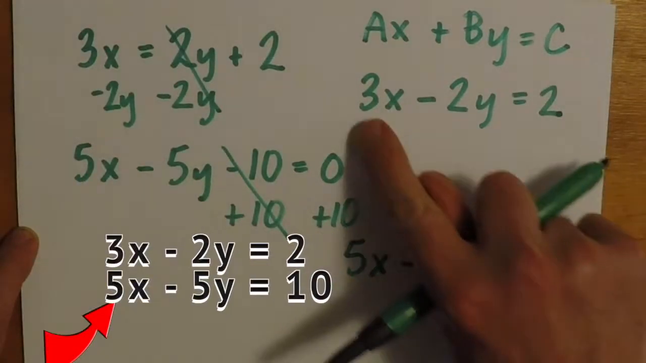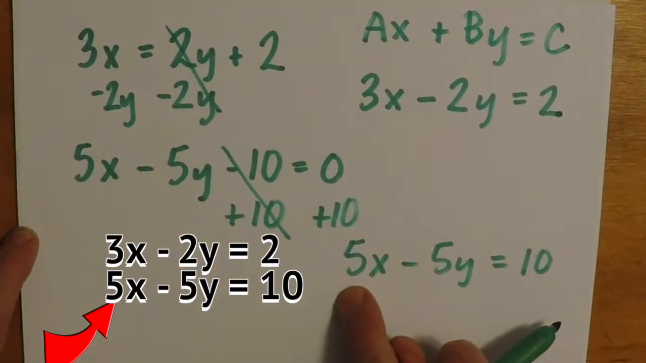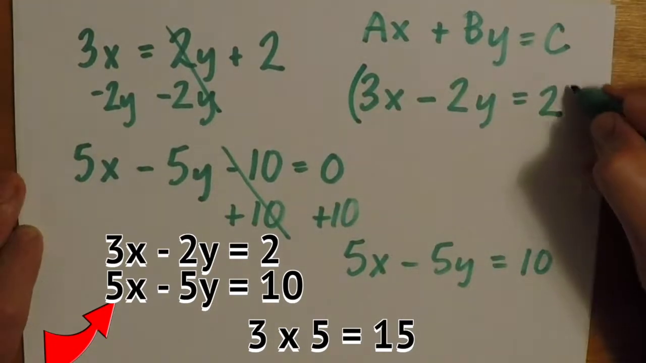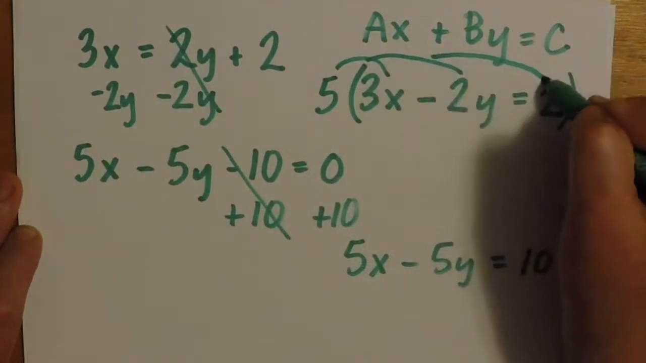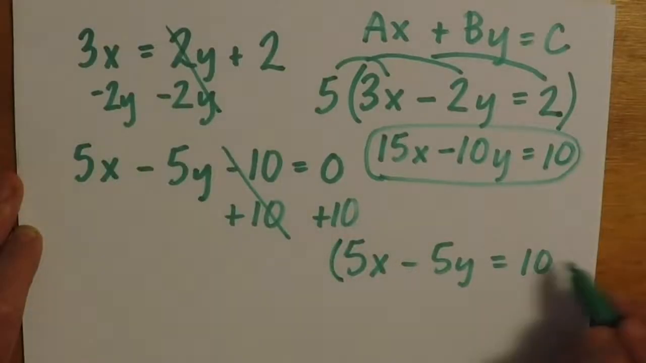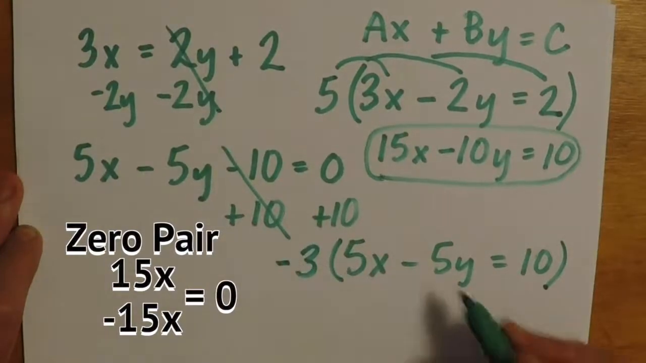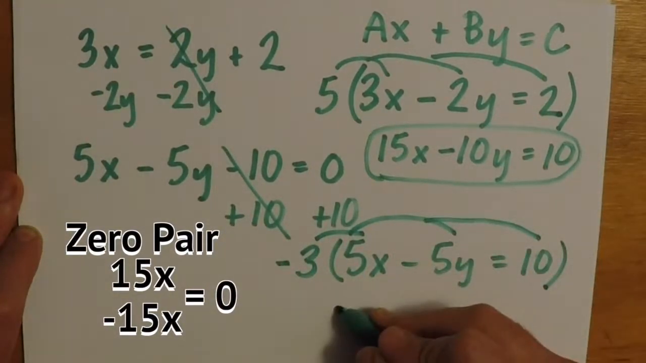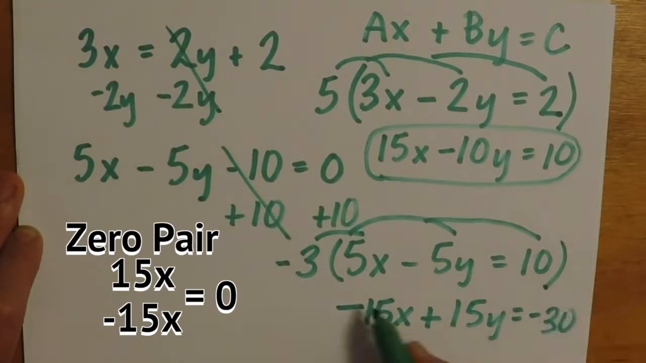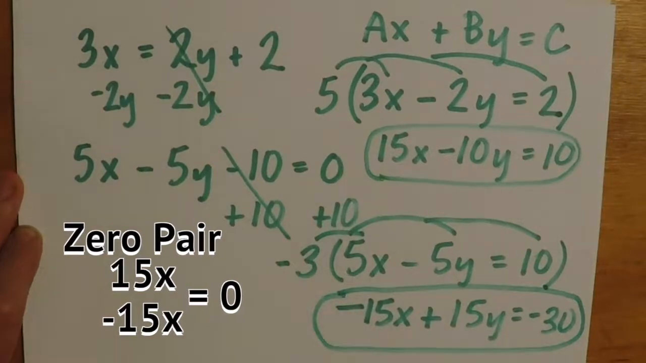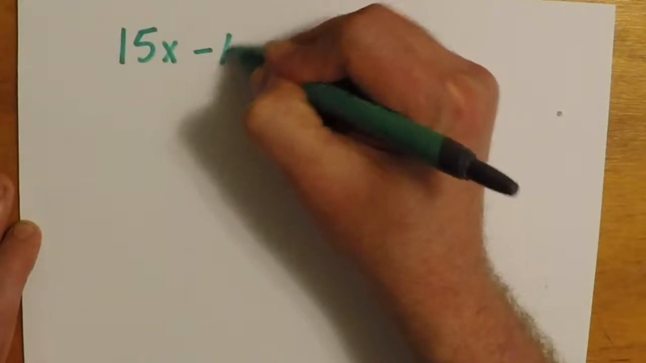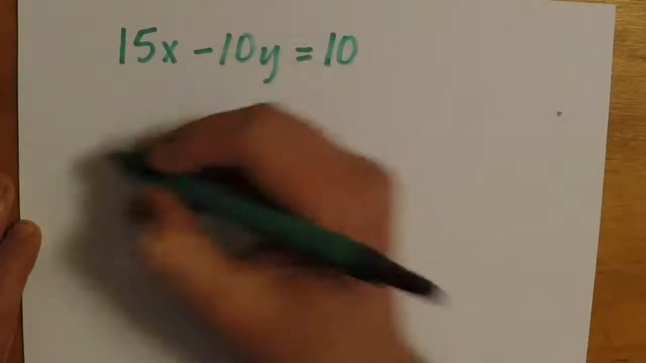Since the coefficients 3 and 5 share no common factors, I'm going to multiply each term in the first equation by 5 to create the scaled equation 15x minus 10y equals 10. I'm now going to multiply each term in the second equation by negative 3. Negative because I want the coefficient on the second x term to be negative. This gives us the scaled equation negative 15x plus 15y equals negative 30. Notice that we have created a zero pair between our two x terms, 15x and negative 15x.